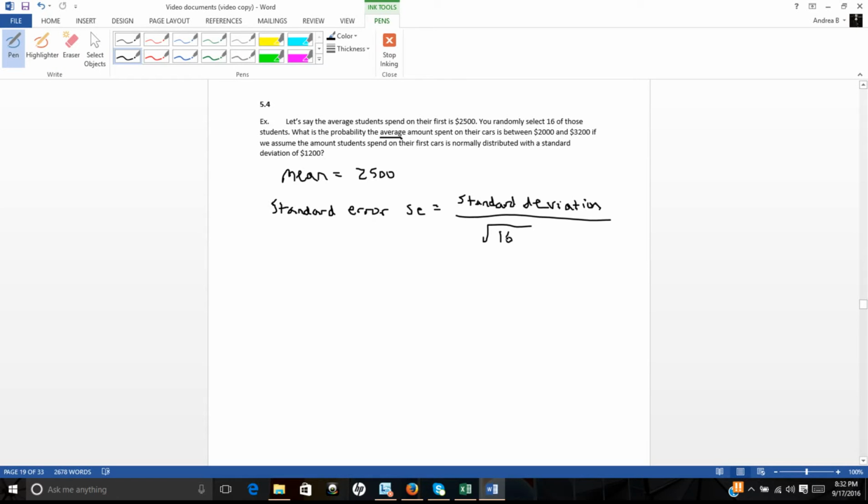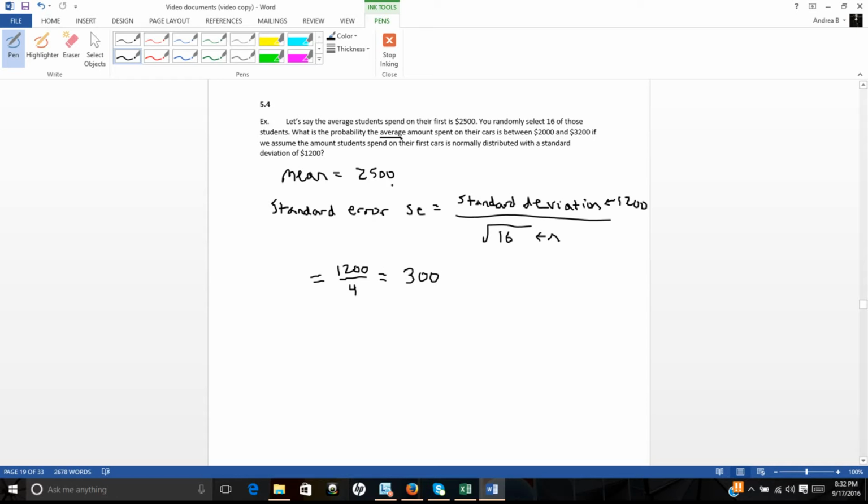So in this case, that sample size, your n, is 16. Your standard deviation in this case was 1,200. So for your standard error here, we'd do 1,200 divided by the square root of 16, which is 4. So if we do our 1,200 and divide that by 4, we get 300 for the standard error.